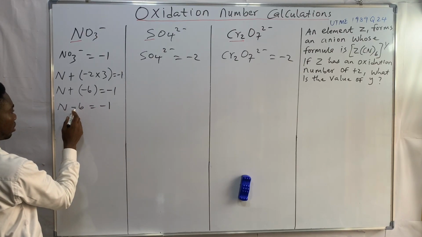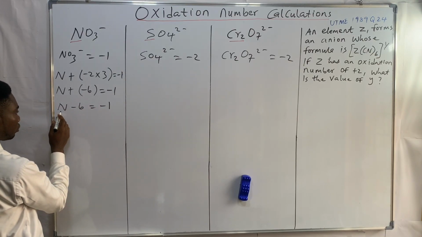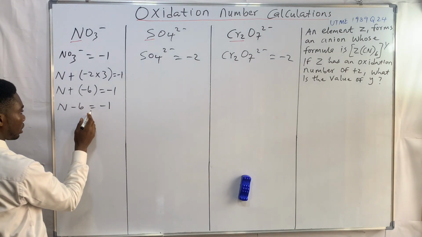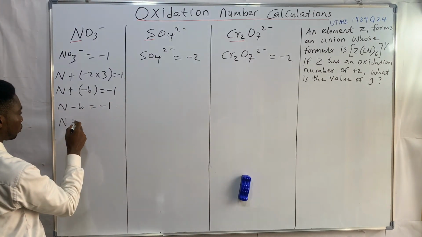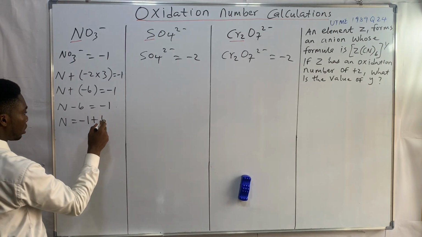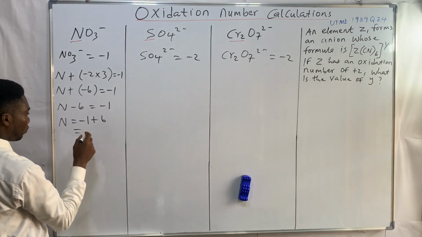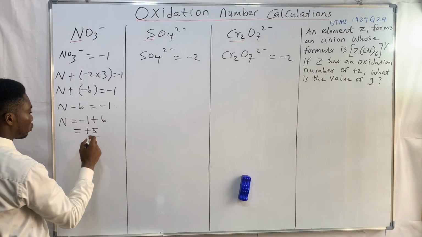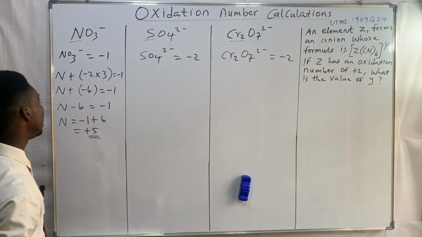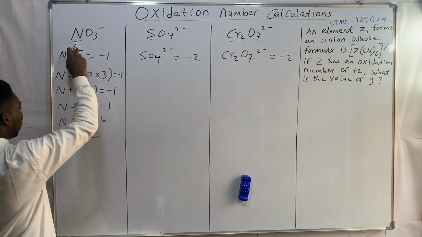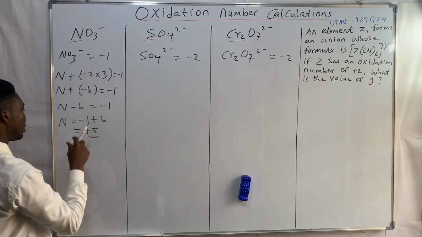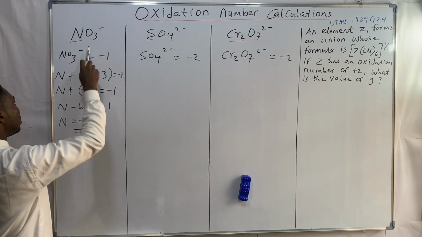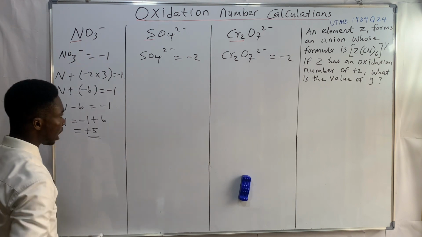We're looking for nitrogen, so minus 6 crosses the sign of equality to become plus 6. N equals minus 1 plus 6, which ultimately gives us plus 5. So the oxidation state of nitrogen in the nitrate ion is plus 5, and we can say trioxonitrate 5 ion.